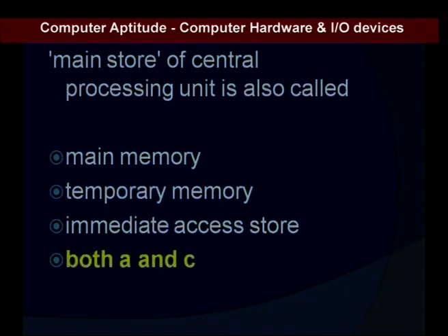Main memory is nothing but the disk memory. Disk memory is used for large data, projects and slide presentations, so we have to use only main memory. So, for this question, the main storage of the central processing unit is also called temporary and immediate memory, and it also consists of main memory.